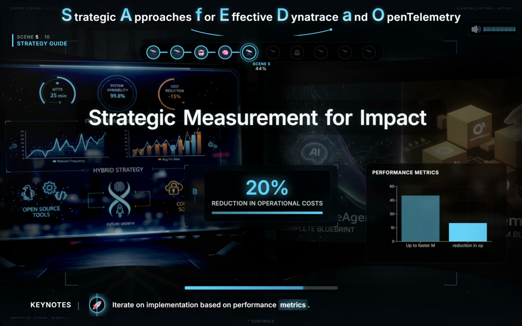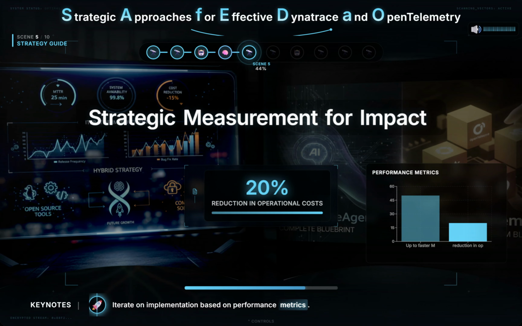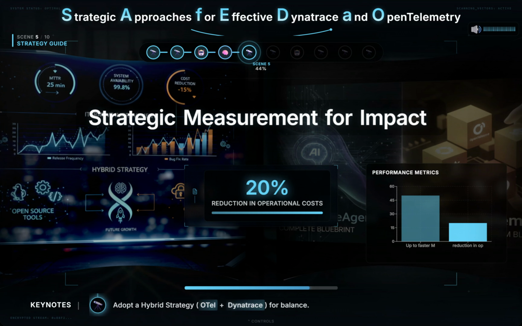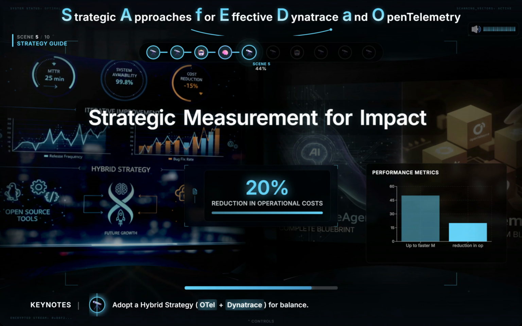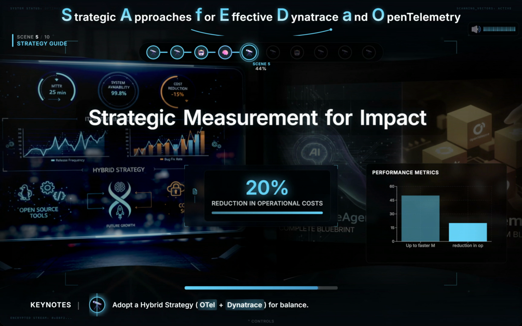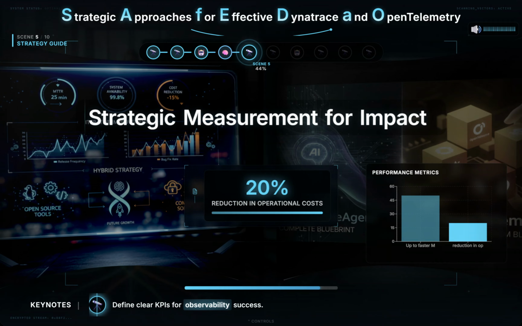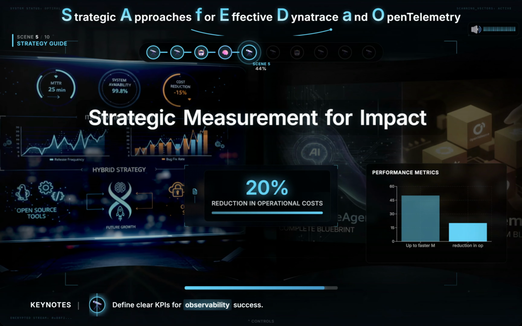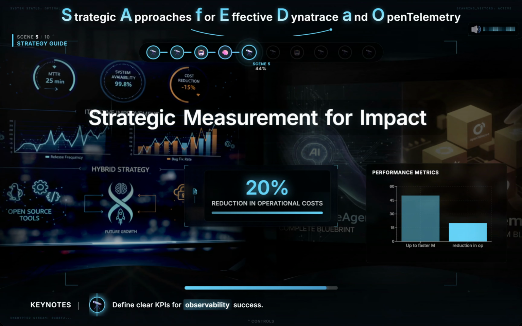My best strategy recommendation for most enterprise IT leaders is a hybrid approach. Leverage OpenTelemetry for open standards and vendor flexibility, while strategically deploying Dynatrace for its advanced AI correlation, automated anomaly detection, and end-to-end visualization capabilities. This ensures both long-term adaptability and immediate, high-impact operational value. It's about building a resilient observability practice.